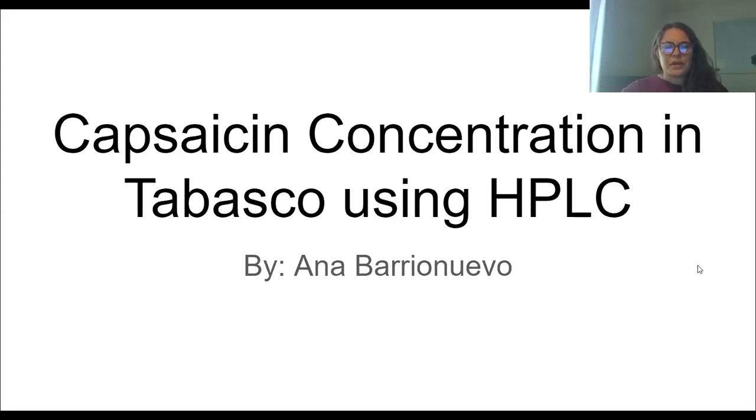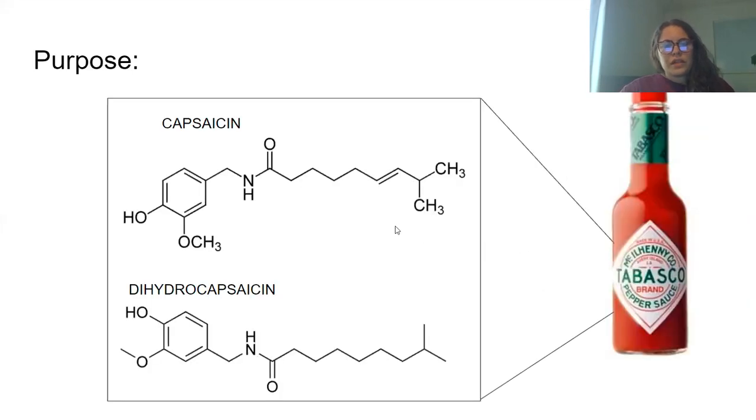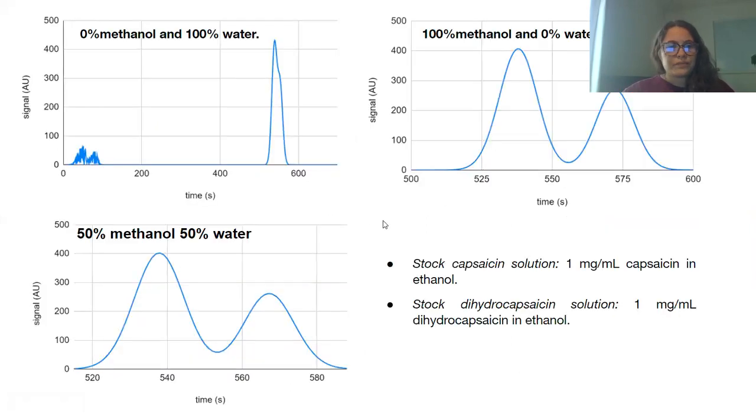So the purpose of this experiment was to calculate the concentration of capsaicin found in red Tabasco by using high-performance liquid chromatography. With the HPLC, using a C18 column that has reverse phase, which elutes the more polar compounds first, we were able to separate the capsaicin and the dihydrocapsaicin. In this instance, the capsaicin is more polar than the dihydrocapsaicin, therefore the capsaicin will elute first.